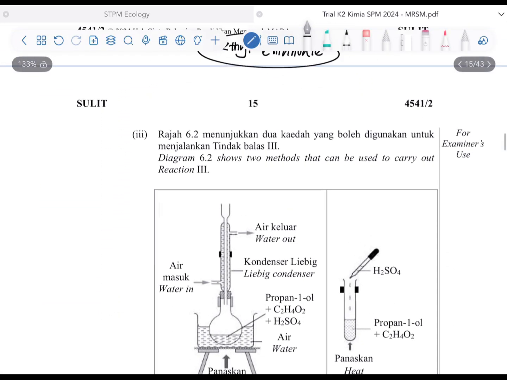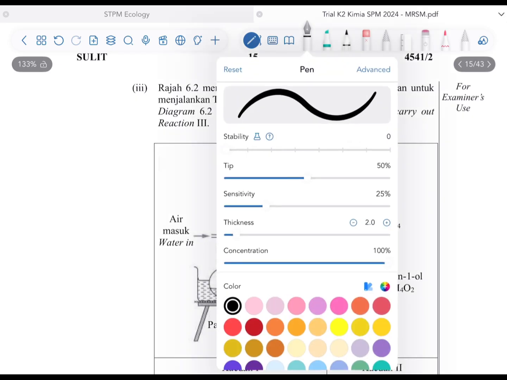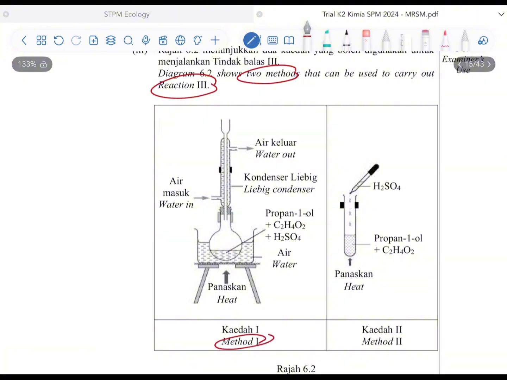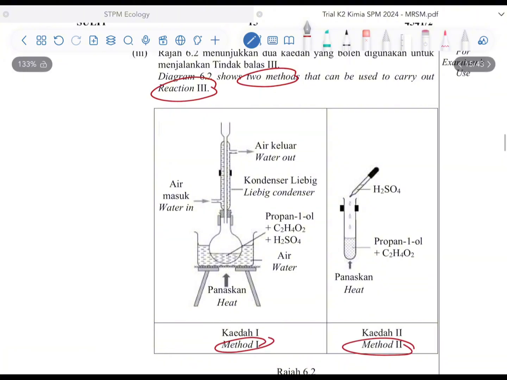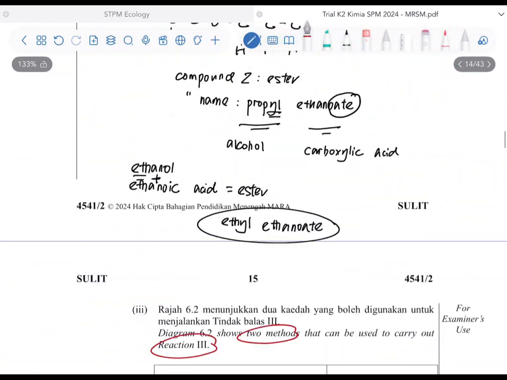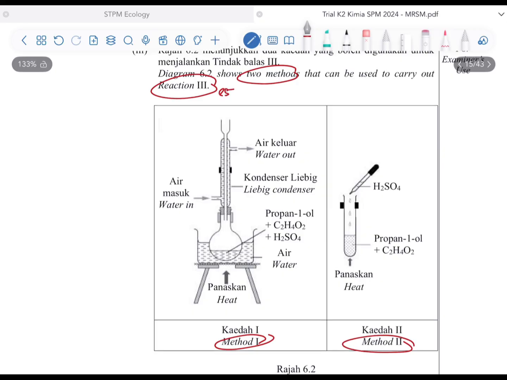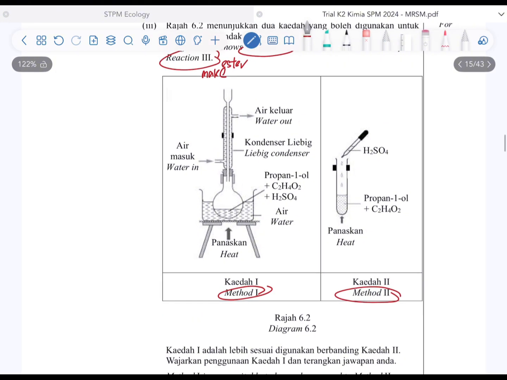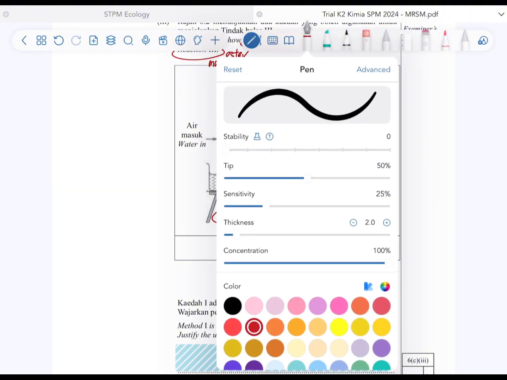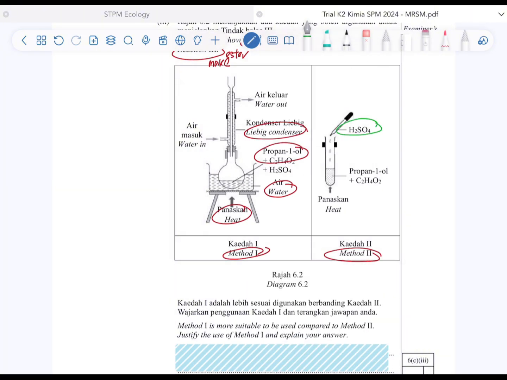Okay, so 3. Diagram 6.2 shows two methods. We have two methods that can be used to carry out reaction 3. This is method 1, this is method 2. Reaction 3 is basically just like just now, the process of making the ester. For method 1, we have the Liebig condenser, and then we have the reactants, water bath, heat. But at the right hand side, we only have the H2SO4 heated directly.